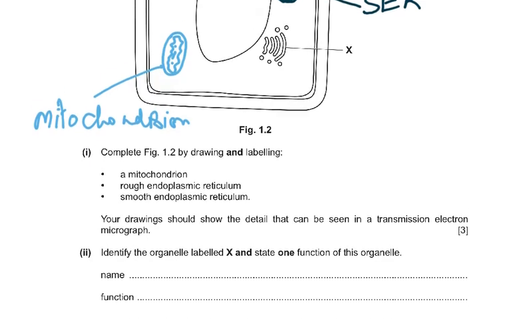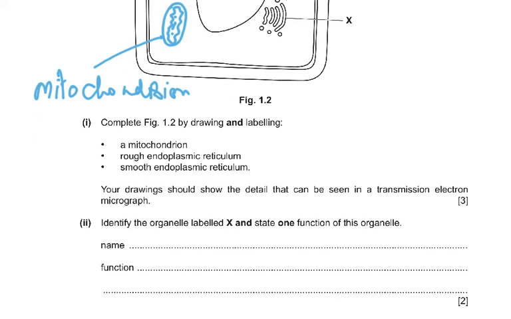Identify the organelle labeled X: Golgi body. But what is it called in a plant cell? Golgi body is fine, but there's another name for it which I always tell you, because it has come in one of the papers as well. You could have said Golgi apparatus as well, but the other name which you must know is dictyosome.